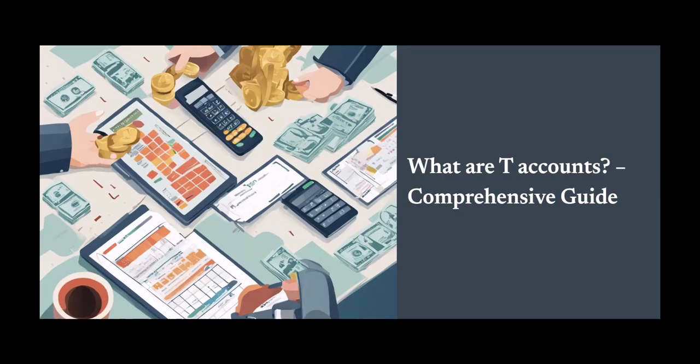Sixth, T accounts primarily focus on current transactions, providing limited historical context. While they track changes in account balances, they do not offer comprehensive historical data or audit trails. Finally, T accounts offer limited flexibility in reporting formats. Businesses often require customized reports tailored to specific stakeholder needs, but T accounts lack the flexibility to generate such reports efficiently.